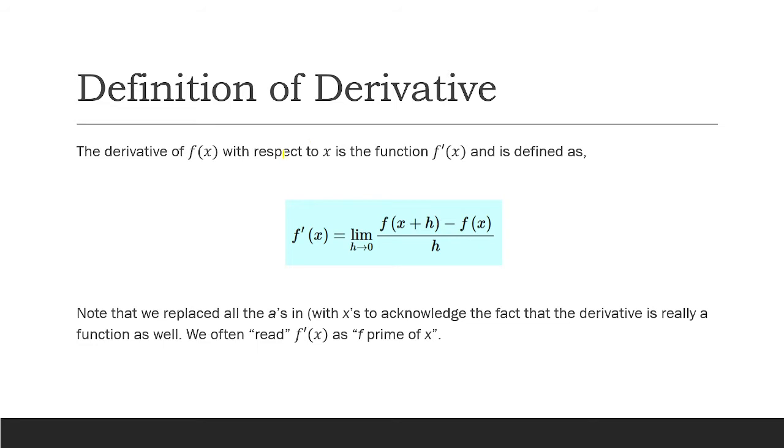So the derivative of f of x with respect to x is the function, ang tawag natin dito is f prime of x. Itong apostrophe na to, we read it as prime. Ibig sabihin nun, that is the first derivative of your function. And it is defined as follows. So, f prime of x is equal to the limit of f of x plus h minus f of x over h as h approaches 0.